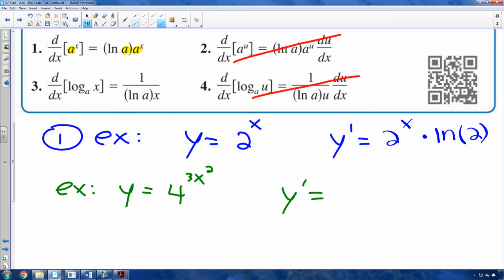How about the derivative of 4 to the 3x squared? Well, we know that we're going to need to take the derivative of 4 to the 3x squared, and we're going to rewrite it.